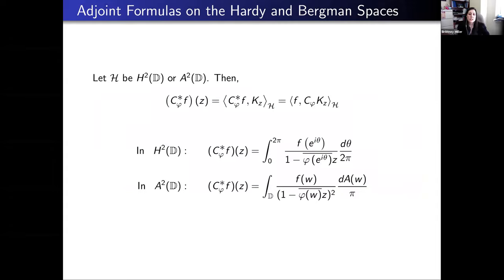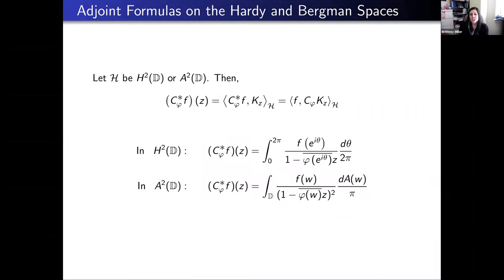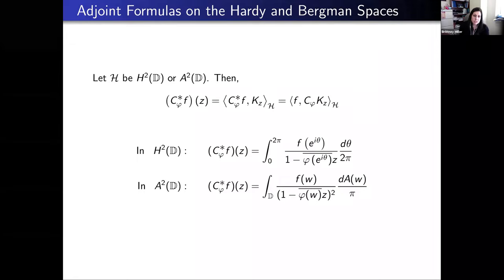Because of this inner product, we can represent C_phi star F of z by taking the inner product of C_phi star F with the reproducing kernel K_z. Then we can use our integral representations of those inner products. My main goal has been to find the kernels of these adjoints. So what would we do? We would set these integrals equal to zero and then hopefully solve for F. But it turns out that solving these integrals is not so straightforward. So we'd like a better approach, or a better formula, for understanding the adjoints of these composition operators on our classical spaces.